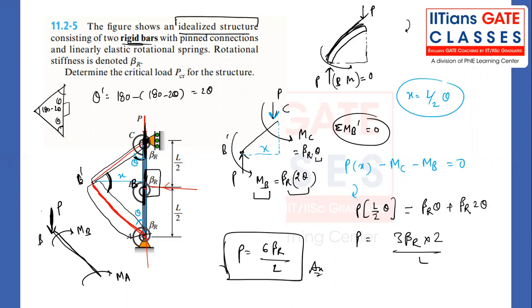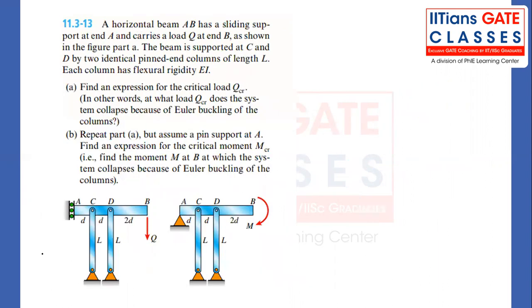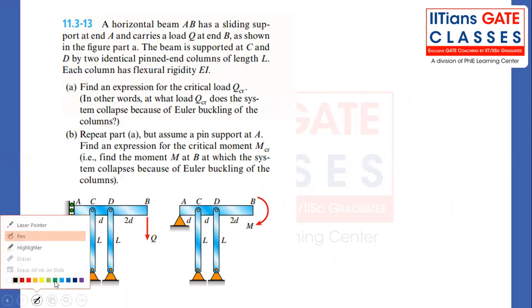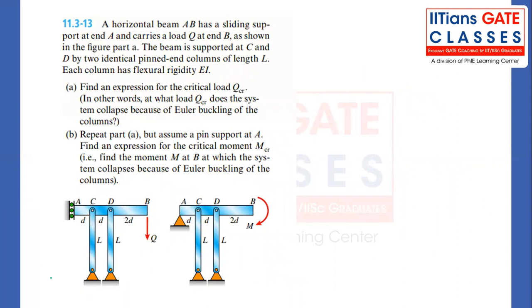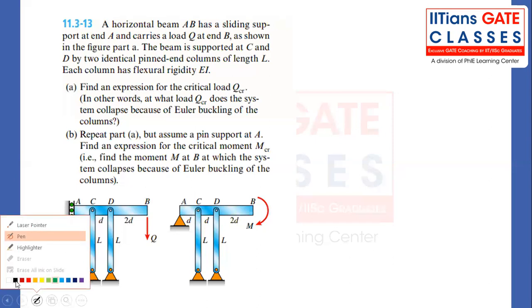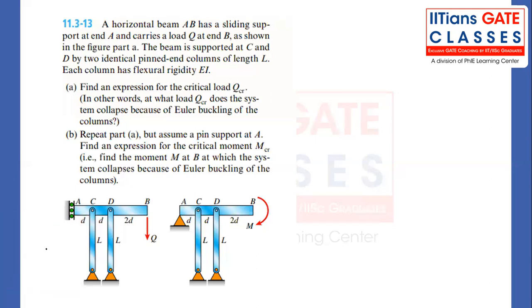Right? Now, this is another type of problem: a horizontal beam with a sliding support at C. Many of you might have learned only two types of support, the fixed or cantilever support, and then the pin support, or hinge support, or some kind of roller support. But one more support is there, which we call the sliding support.